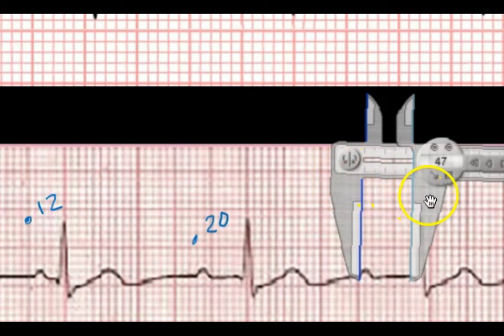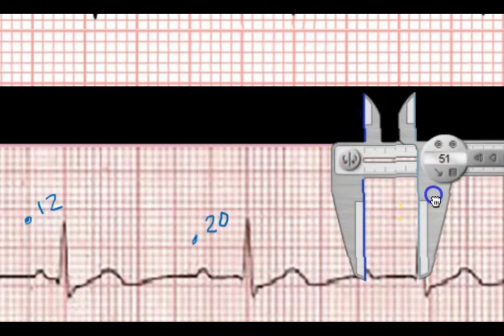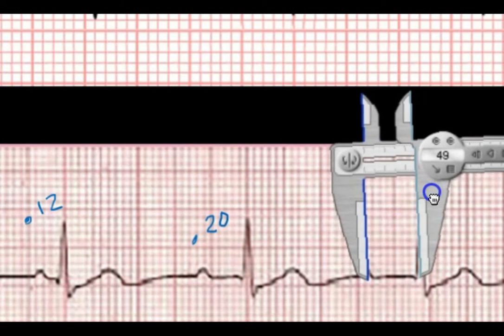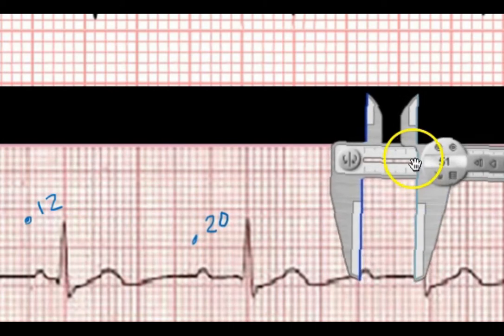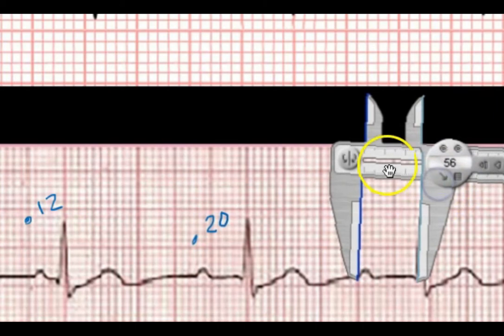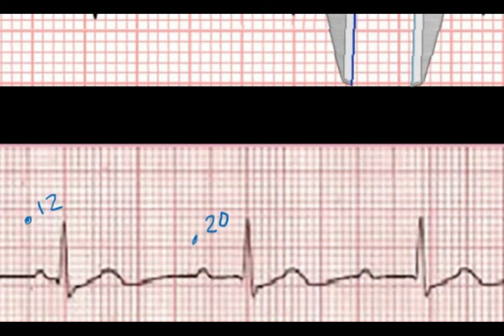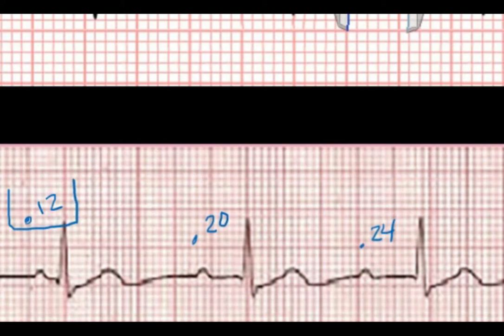Now let's take a look at this last one. It just doesn't want to cooperate very well with me today. In this case, we're looking at 6 blocks. Okay, so 6 times 4 is 0.24. So what I notice here is that the time from this PR interval to this PR interval to this PR interval has gotten longer.